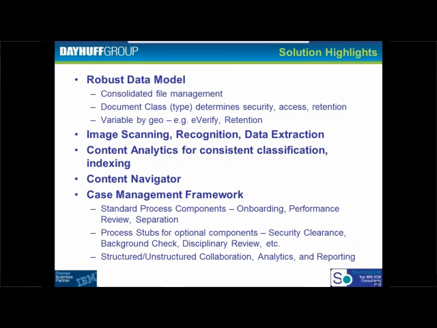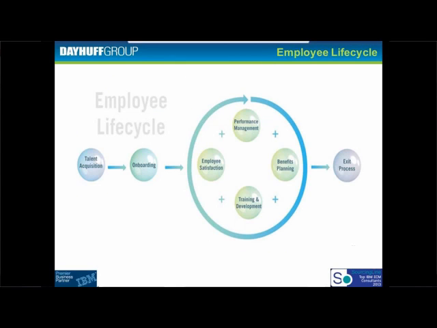Case management framework provides standard process components for frequently used processes such as onboarding, performance reviews, and separations. It also provides components called process stubs for optional components that can be included in a custom process or applied ad hoc for exceptions, things like security clearances or disciplinary reviews. And it also provides for both structured and unstructured collaboration we talked about previously, the analytics and reporting.